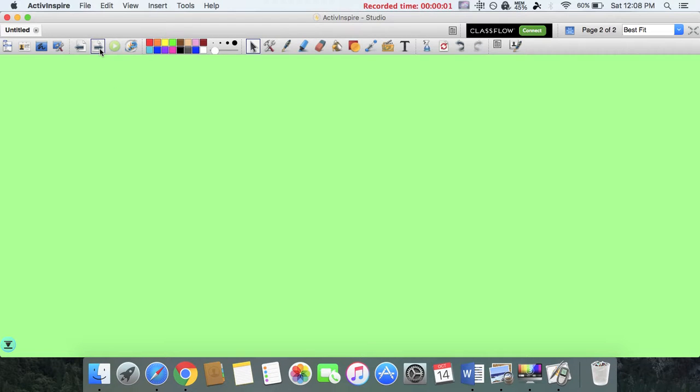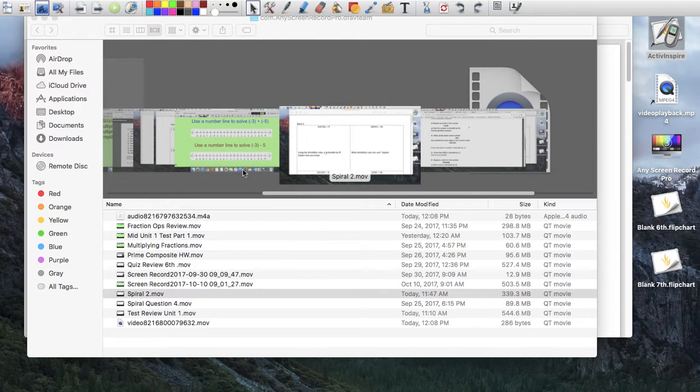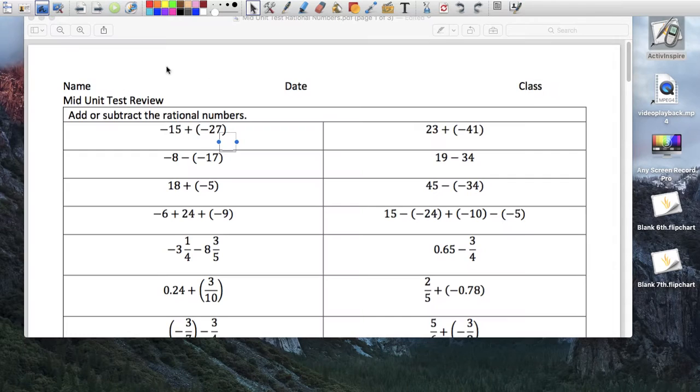Here's your mid-unit test. All right, here we go. And the first one, negative 15 plus 27.